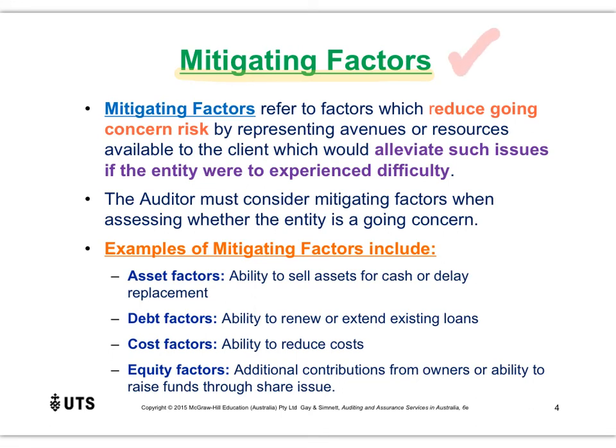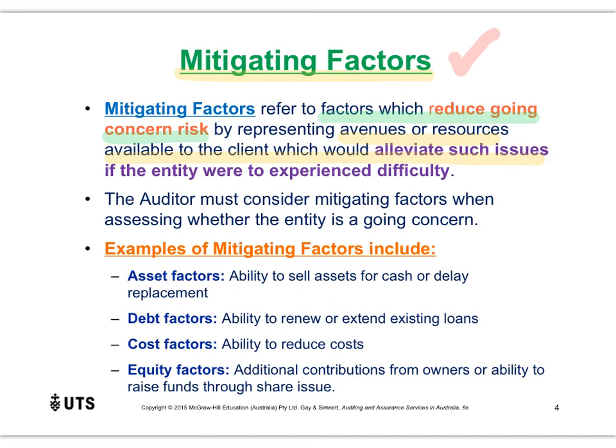A mitigating factor, ladies and gentlemen, is any factor that can reduce the going concern risk. Right? That can mitigate the issues that we have identified. So it's essentially any avenue or even any resources that the business has available to it, which will alleviate, or reduce, the going concern problems that the business may experience. Okay, so this is really important because we can identify a going concern issue, but the business may have a strategy as to how they're going to counter that issue so they can keep on operating into the future.